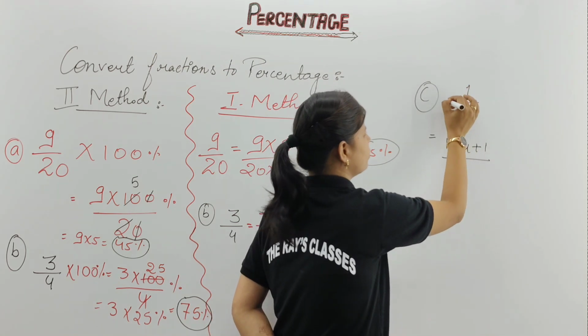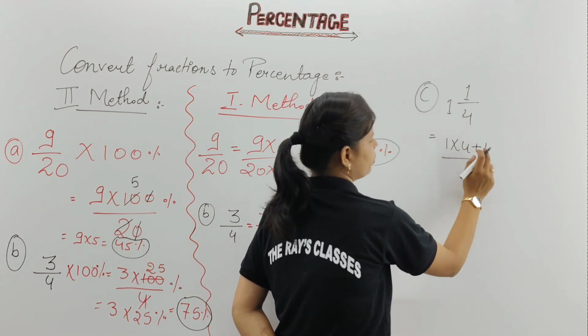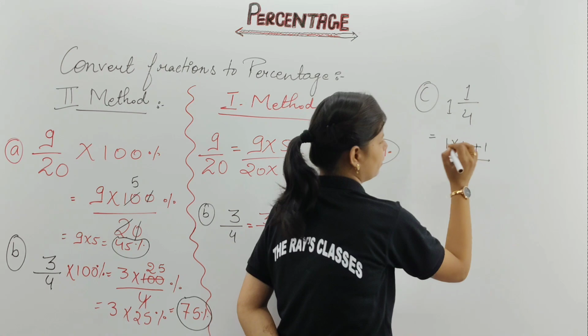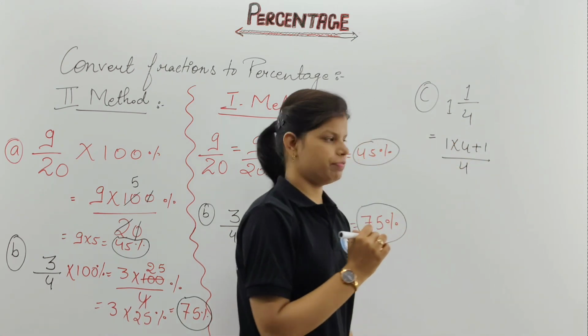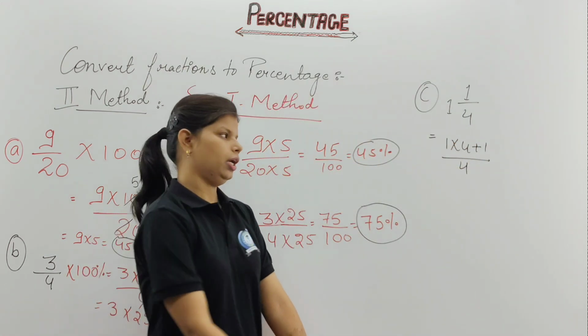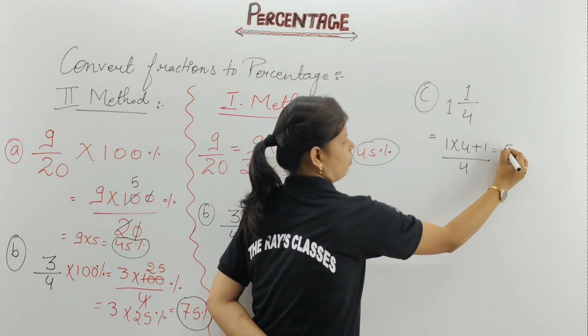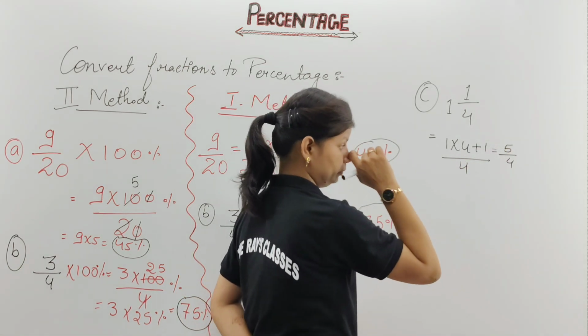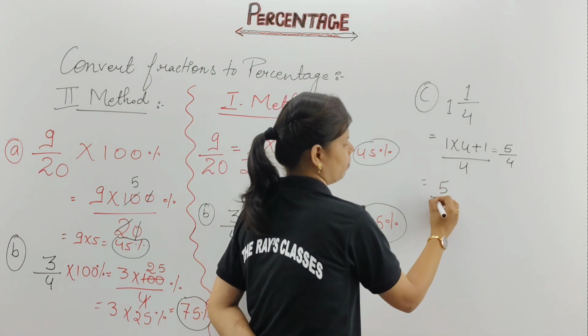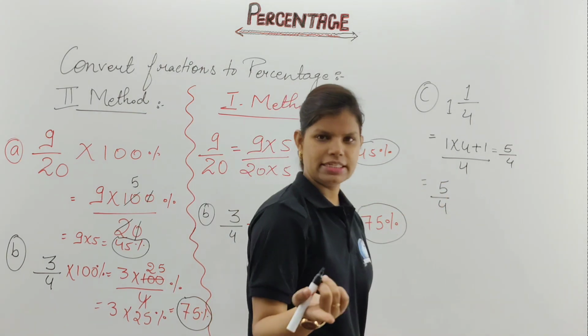When you are multiplying this with this, what you will get? 4 ones are 4, plus 1, 5. And here you will get upon 4. Hope it is visible to you. Okay. Now, 4 ones are 4, plus 1, 5 upon 4. You get the concept, 5 upon 4. Easy for you to understand.